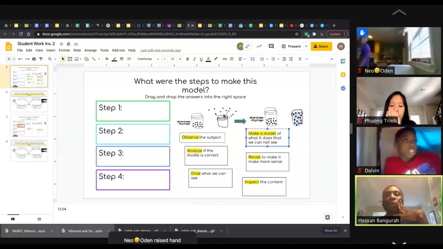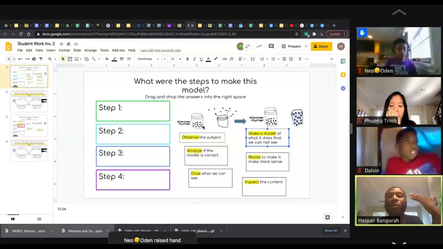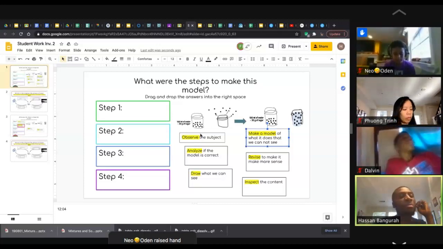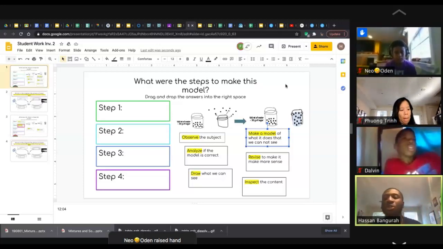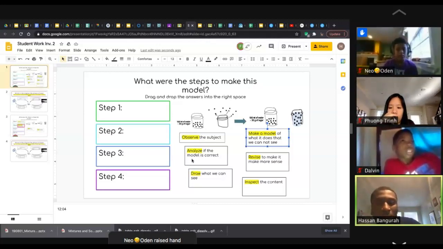Perfect. Great. So remember, we're looking at this. We're showing what particles look like when they dissolve. So the first thing, whenever we're creating a model, Neo, what should be the first thing that we do? Go ahead and unmute. You can unmute now. Oh, there we go. Okay.